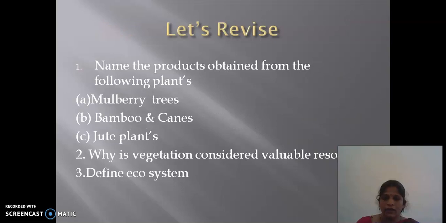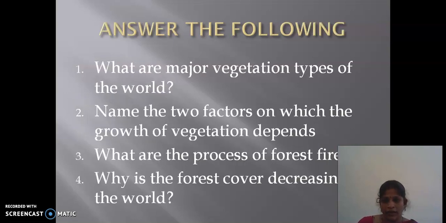Then here, I already said to you, name the products obtained from the following plants. What things you get from the mulberry tree, what things you get from bamboo and canes, what things you get from the jute plants. These things. Okay, children. So now you again listen.